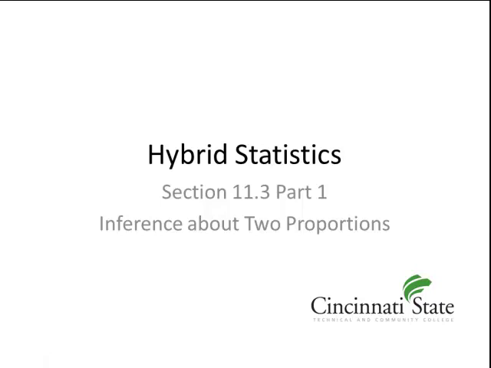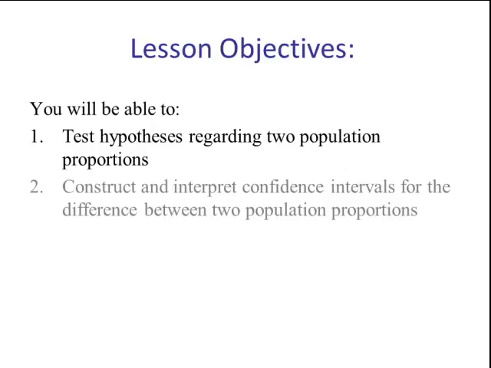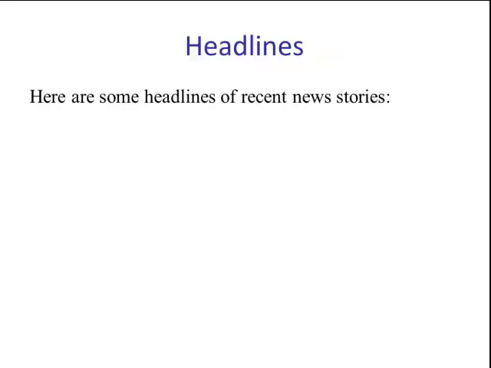Section 11.3, Part 1, Inference about two proportions. Lesson objective: test hypothesis regarding two population proportions. Here are some headlines of recent news stories.